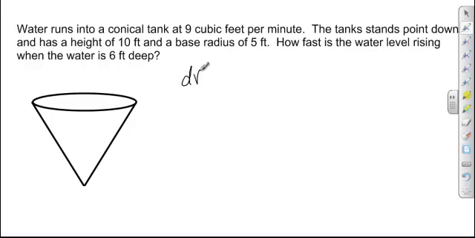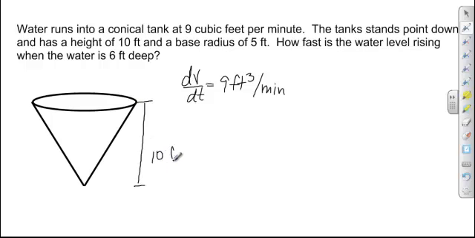Okay, now the water tank has a height of 10 feet and a radius of 5 feet, and those two measurements aren't changing. The tank is not changing size, so I can label those with those constant values. Now the question is, how fast is the water level rising when the water is 6 feet deep? So imagine what the water looks like as it gets pumped into this tank. Okay, so there's the top surface of the water. This water has some height and some radius.